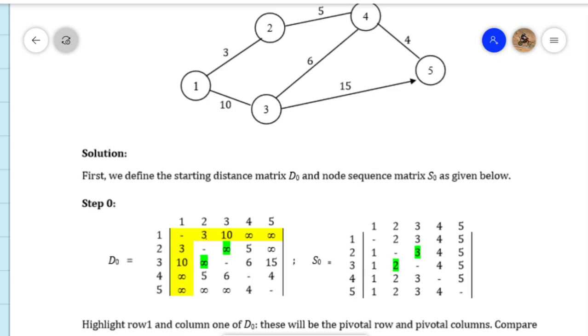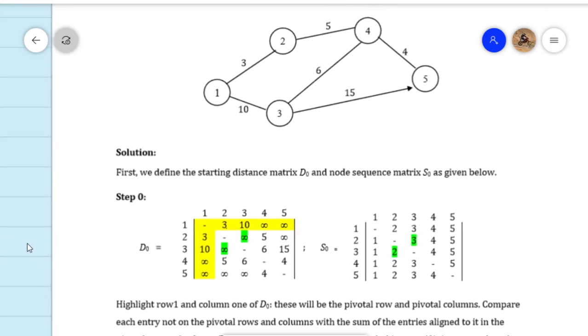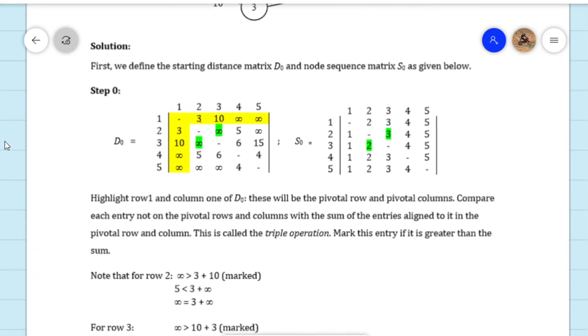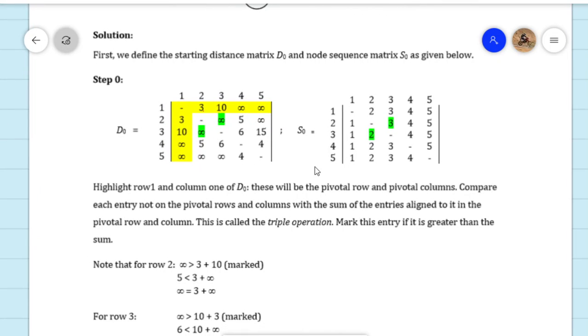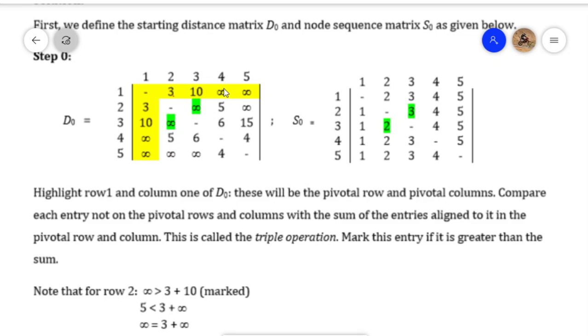Next, we highlight row 1 and column 1 of D sub 0. You can encircle the row or circle the column, or you can also use a highlighter. So we highlight the first row and the first column. We shall call these the pivotal row and the pivotal column. We may not highlight the rows and columns in the sequence matrix S sub 0, only for D. Then we apply the triple operation.